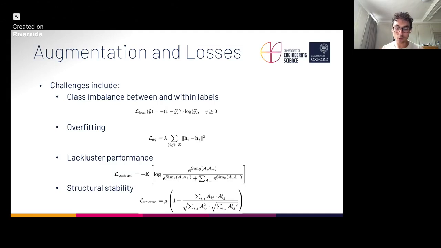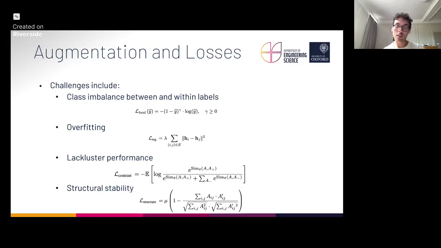Some challenges we encountered included class imbalance. Severe class imbalance is very common in healthcare applications. We have that within labels and between labels. For example, for pericarditis, one of our complications, only 0.4% of the patients are positive for it. But also between labels: pericarditis 0.4%, death 20%. So that's quite a big difference. We use an adjusted focal loss to help us target those small positive examples with higher weightage.